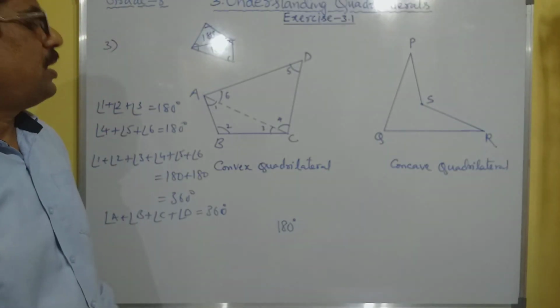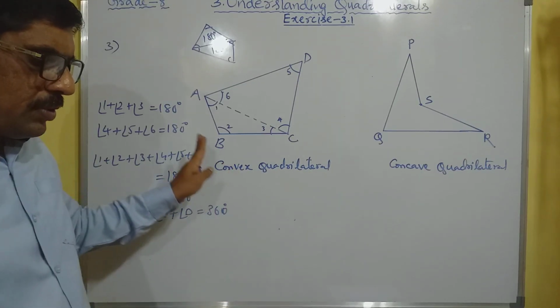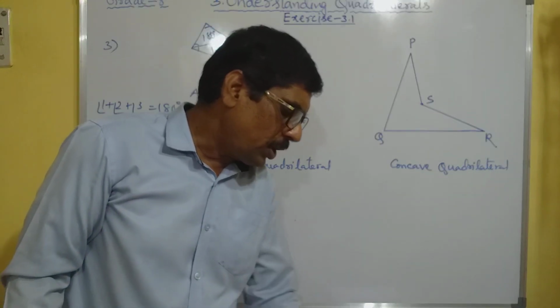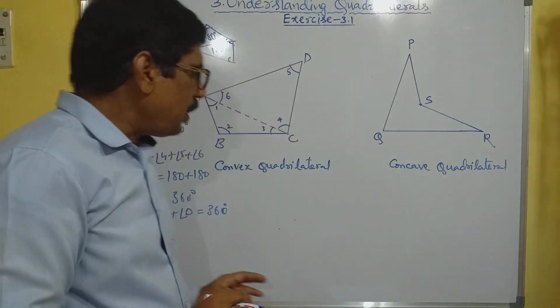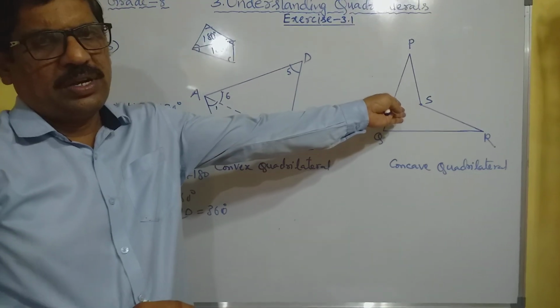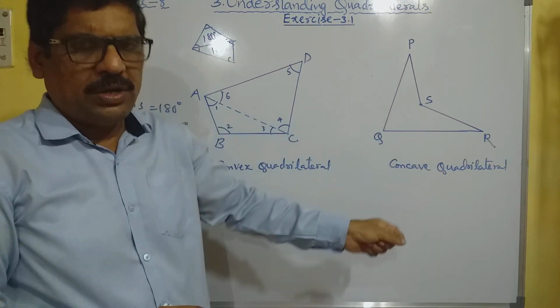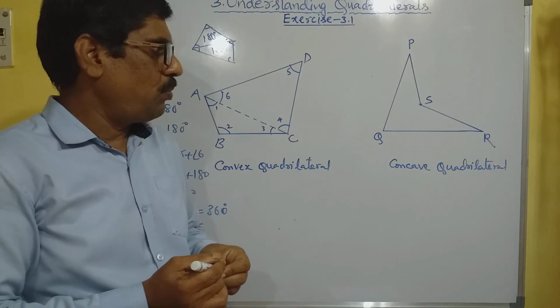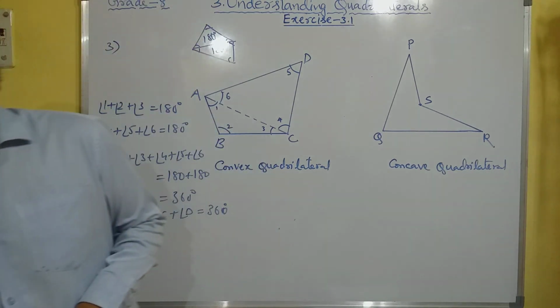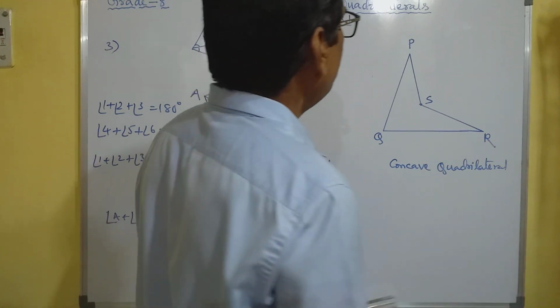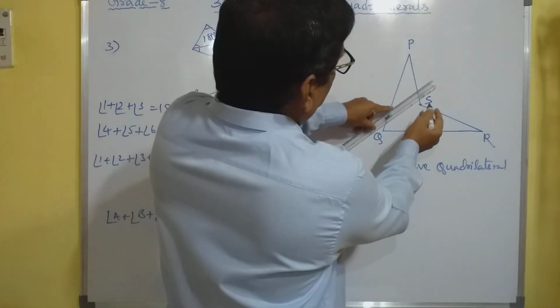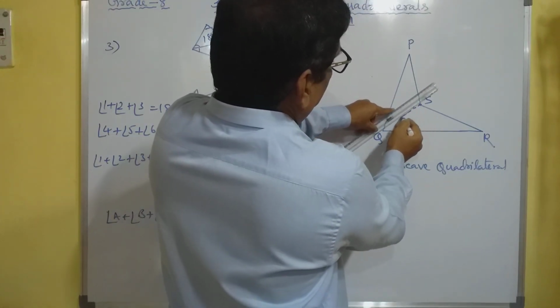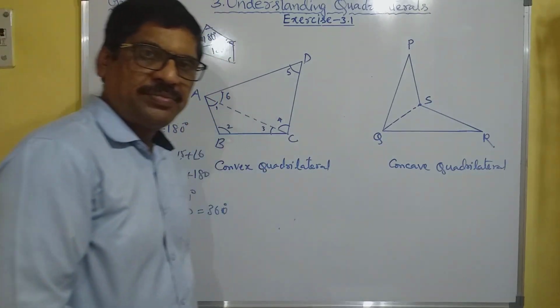In the same way, does this property hold for the second one? Okay. Now, will this property hold for this second one? What is this type of quadrilateral? It is not a convex. We call it a concave quadrilateral. Okay. Let us check. So if you join these 2 points, do we get 2 triangles?